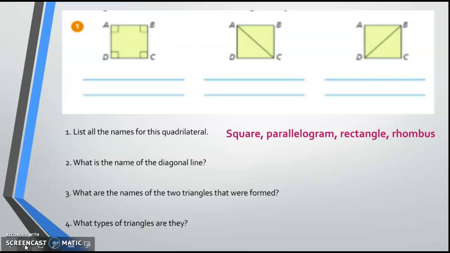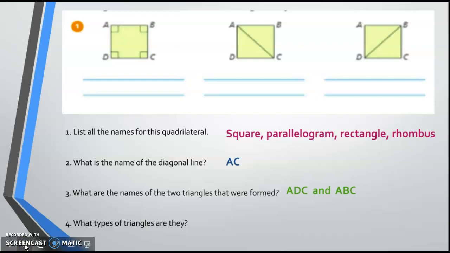Now, look at the diagonal I drew from vertex A to vertex C. So what would I call that line? I would call it line AC. That means I formed 2 triangles on either side of the diagonal. Can you name those triangles? I see triangle ADC, and I see triangle ABC. So it looks like I can name those triangles pretty easily. Now, what types of triangles are they?